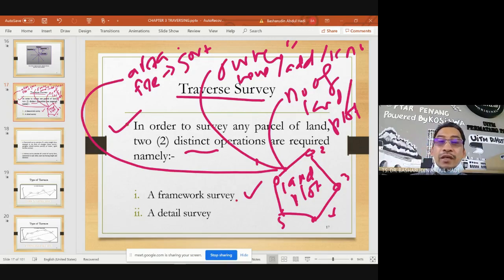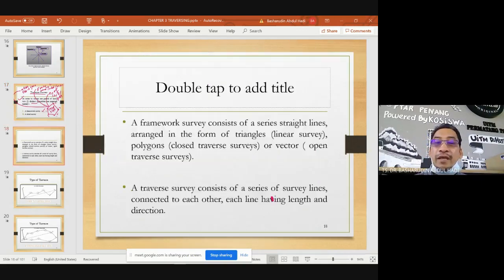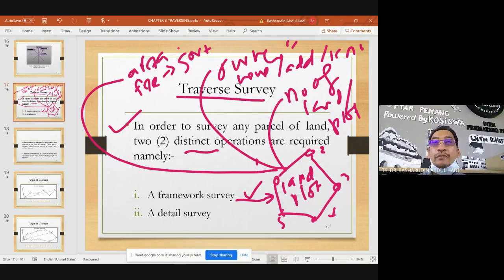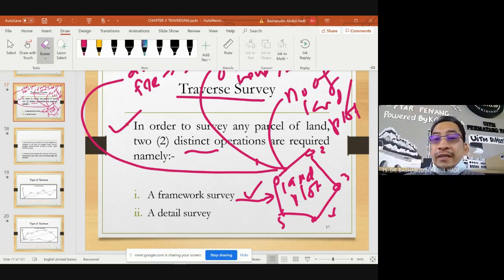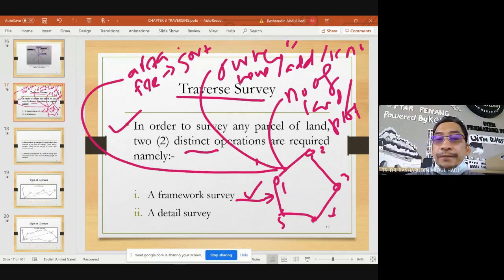So this is what we call a framework survey. And in detail, because we are doing a project, sometimes we may take site clearance, okay. So let me erase this one first to make sure that you understand. Erase this one, okay. Again, I draw back.